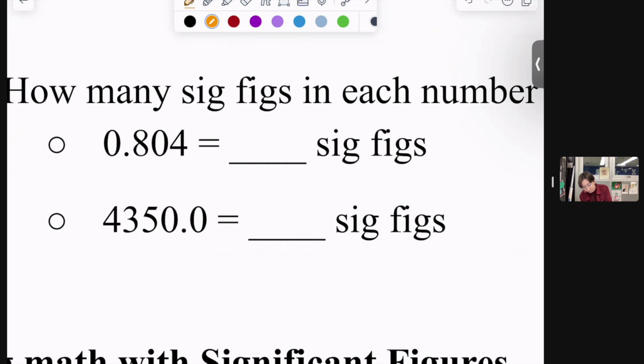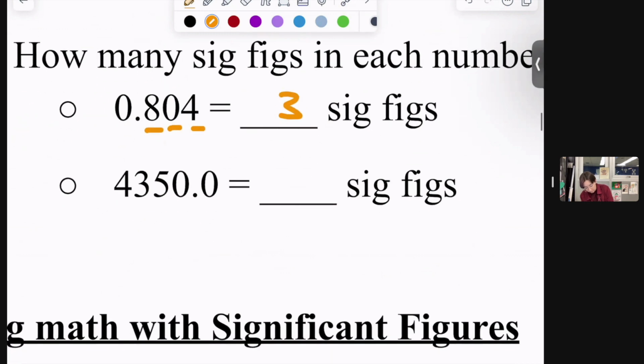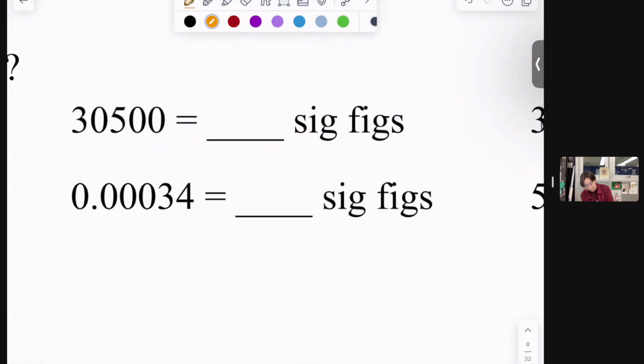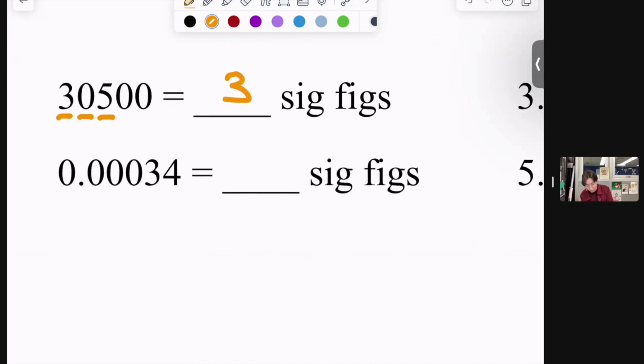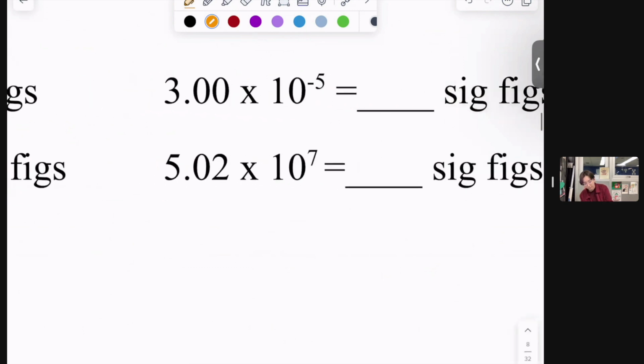Leading 0 doesn't count. Trapped 0 does count. 1, 2, 3 sig figs. Non-zeros always count. Ending with a decimal place counts. 1, 2, 3, 4, 5 significant figures. Non-zero, trapped, non-zero. Ending, no decimal place, 3 sig figs. Leading doesn't count, and then 2 non-zero numbers, 2 sig figs.